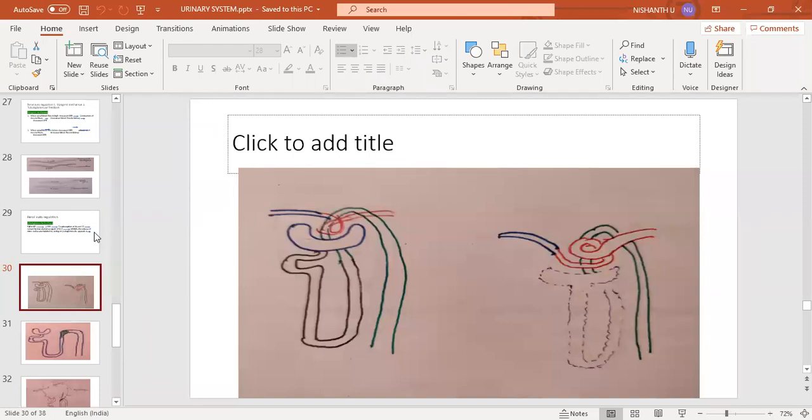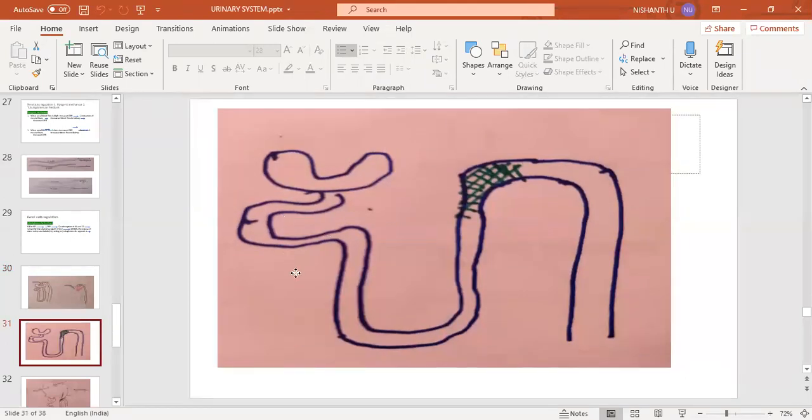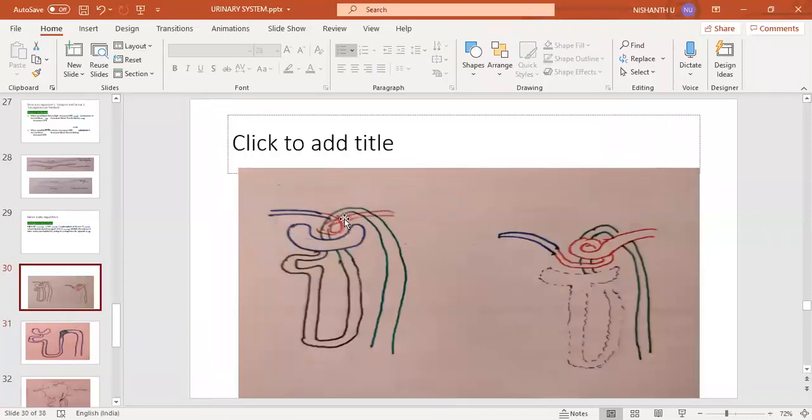I repeat again, listen carefully. Constantly, this area will get the feedback through the filtrate. Filtration will be there, and the filtrate will be moving like this. The filtrate will reach this area. The macula densa region will check the filtrate, and then based on the composition of the filtrate, it will alter the afferent arteriole or Bowman's capsule.